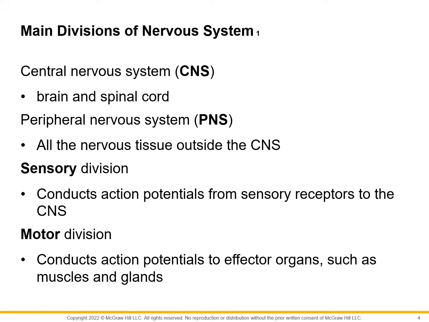Nabanggit ko na po kanina ito, the central nervous system is comprised of the brain and spinal cord, and the peripheral nervous system includes all other nerve tissues extending out of the CNS. Now, what is the sensory division? This conducts action potentials from sensory receptors in the CNS. Basically, ito po yung division ng nervous system natin na nagtatrabaho para magawa niya yung number one dun sa listahan ng functions niya kanina, which is to receive sensory input.